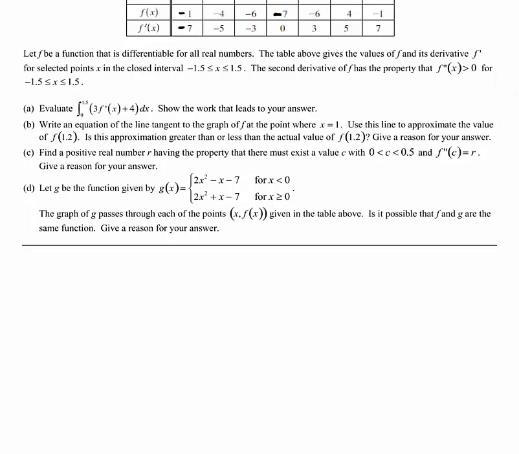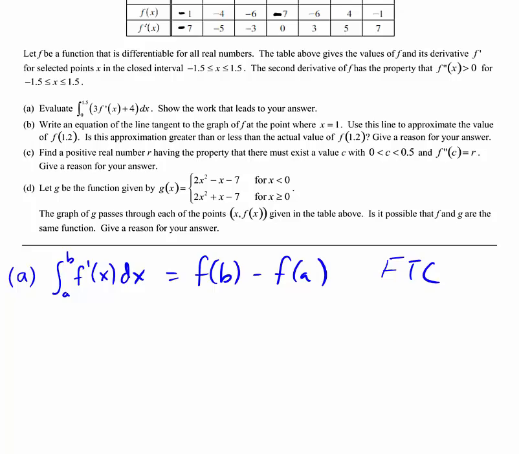Okay, so part A, our big concept here is if we take the integral from a to b of f prime of x, we get f of b minus f of a. This is called the fundamental theorem of calculus. It's just something we have to memorize. It's kind of that integral of our rate is equal to the amount of b minus the amount of a. So we're going to use that here.